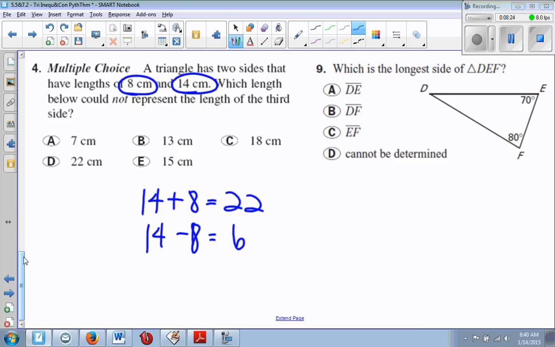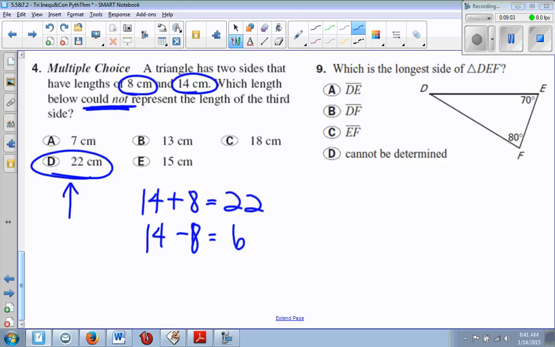So the problem is asking which one could not represent the third length. If there are any numbers that don't fall between 6 and 22, that would be our answer. 7 is between, 13 is between, so is 18, so is 15. Your answer is D, because above we said that when you add the numbers together, it gives you the idea of what the largest possible length would be, but it couldn't be that actual value. It could be anything up to that value. That's why 22 is the one that would not be the answer.